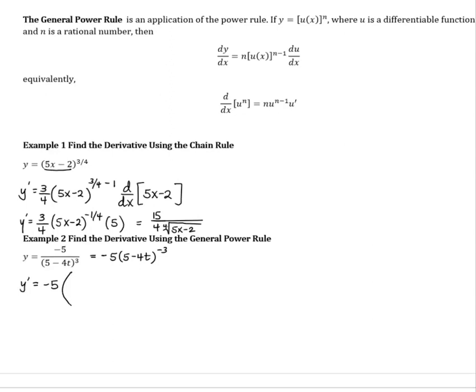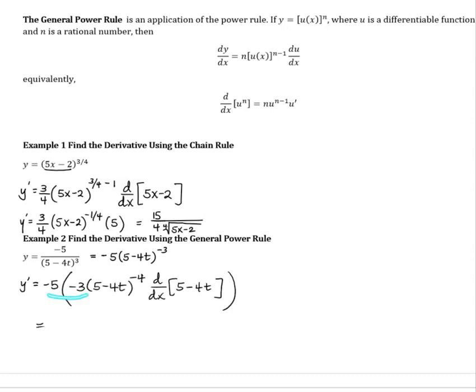The general power rule says we need to bring our exponent n down. So I'm going to bring the exponent of negative 3 down. What's on the inside of the parentheses, the 5 minus 4t, stays the same. U stays the same, but the exponent of u decreases by 1. So our new exponent is now negative 4. And then on the outside, we have to multiply by the derivative of u, just like we did here. We now have to multiply by the derivative of 5 minus 4t.